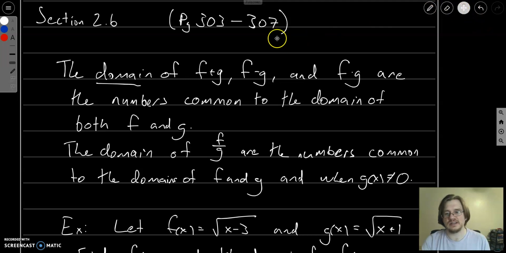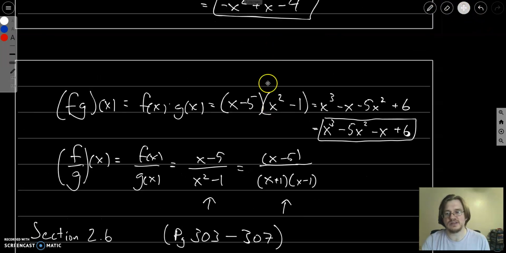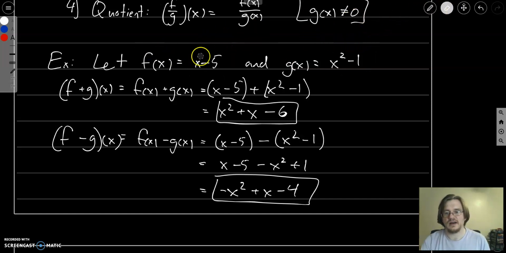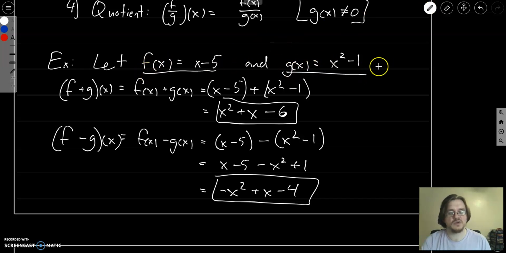So for instance, in the example that we were doing in this last video, where our two functions were x minus 5 and x squared minus 1, you can see that the domain of x minus 5 is going to be all real numbers. We're never dividing by 0. We're never taking a square root of a negative number. We can plug any number we want in there. The same thing for g. We can plug any number we want into there.